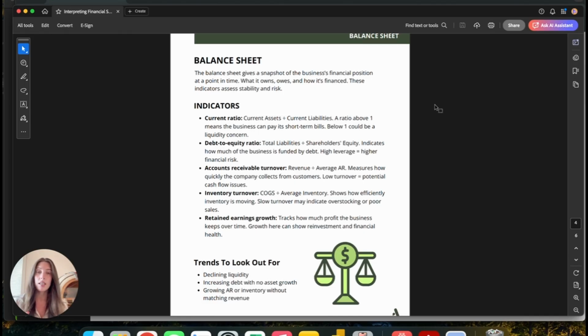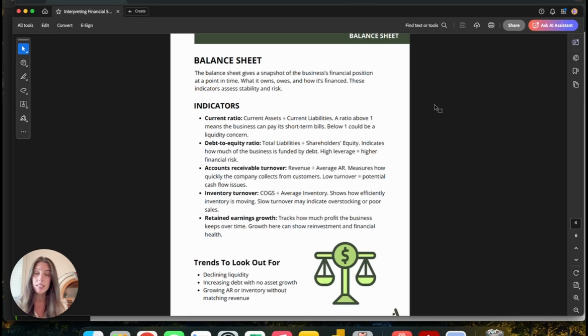The next indicator is inventory turnover. So not every client has inventory, but this metric shows how efficiently inventory is moving. So if you have a client that buys a ton of inventory and then it's not really moving or cycling through, it could be a sign that there's some sales issues with the product or they purchased way too much inventory.